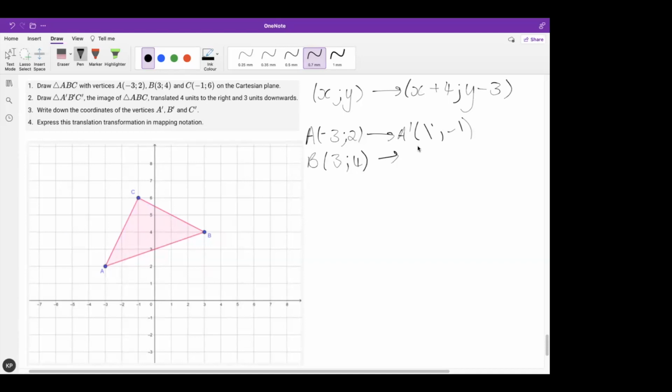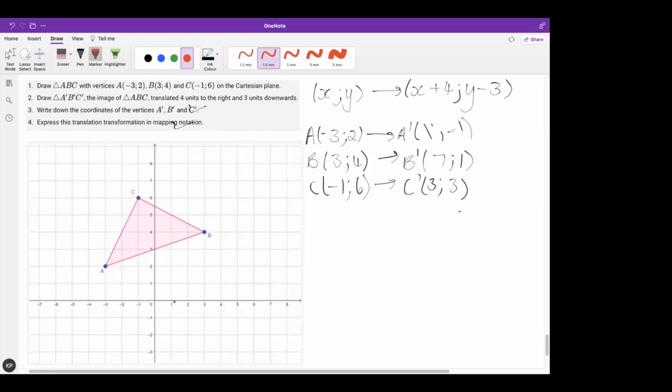So what's B prime? B prime is 7, thank you. And we're going from 4 minus 3 and 1. Thank you very much, Abu. Now let's do the last one. C, we've been given as -1 and 6. So therefore C prime is, I would say it's 3 and 3. That would be 3 and 3. Beautiful. So we've done most of them. We've done this, we've done this. Now we have to draw the new shape.